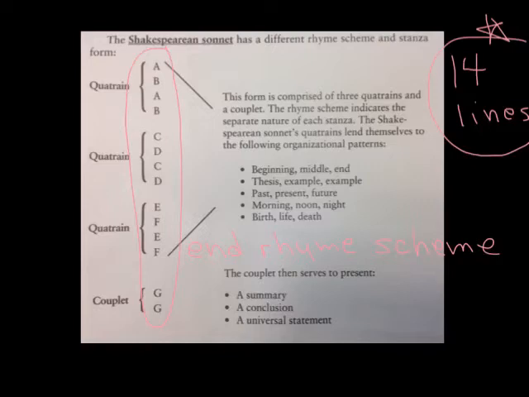So to review, our sonnets, we identify them by end rhyme scheme. Number 2, there's 14 lines. And we want to be confident of our organization and how it's broken up when we go to understand it or to explicate it. Moving on.